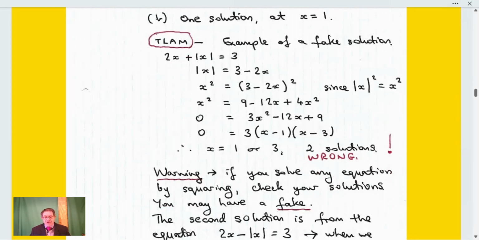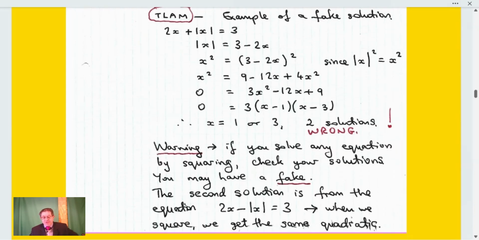Let's start with the equation 2x plus mod x equals 3 and take the 2x to the right-hand side. We now square both sides. It is true that mod of x squared equals x squared. So we rearrange to get a quadratic, which we solve and get 2 solutions. X is 1 or x is 3. There are not 2 solutions to this equation. There is only one solution.